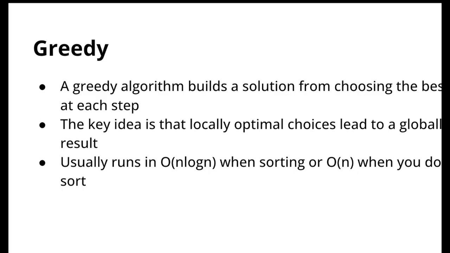Basically, greedy usually runs as O of n log n when you have to sort something. So with greedy, usually you can sort something and then choose the best option, or O of n when you don't need a sort. It's O of n because if you think about it, it only needs to traverse one time because you're picking the best local option. So you wouldn't need to go back to that option because you already know that's the best option.